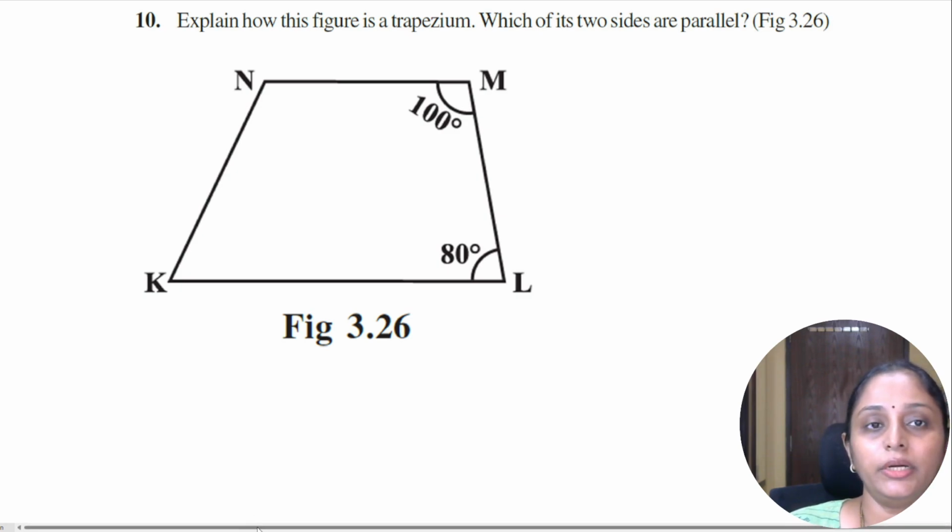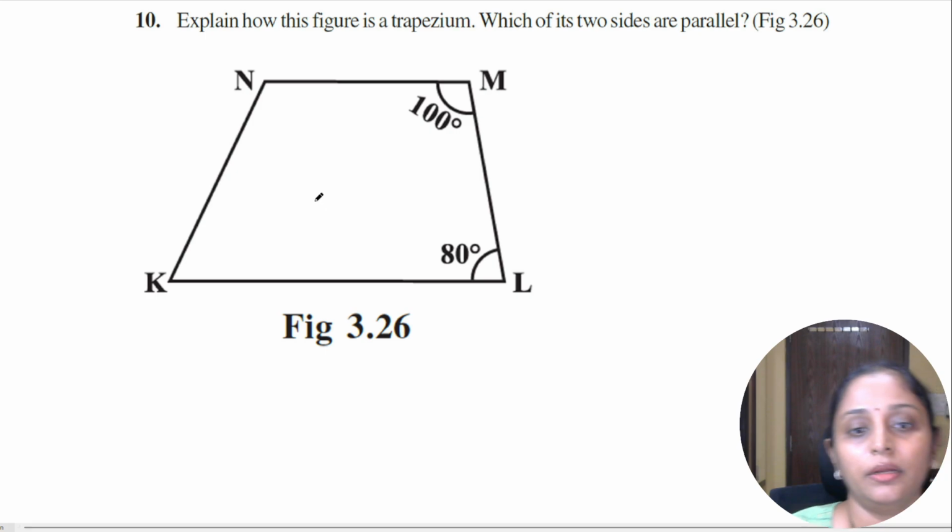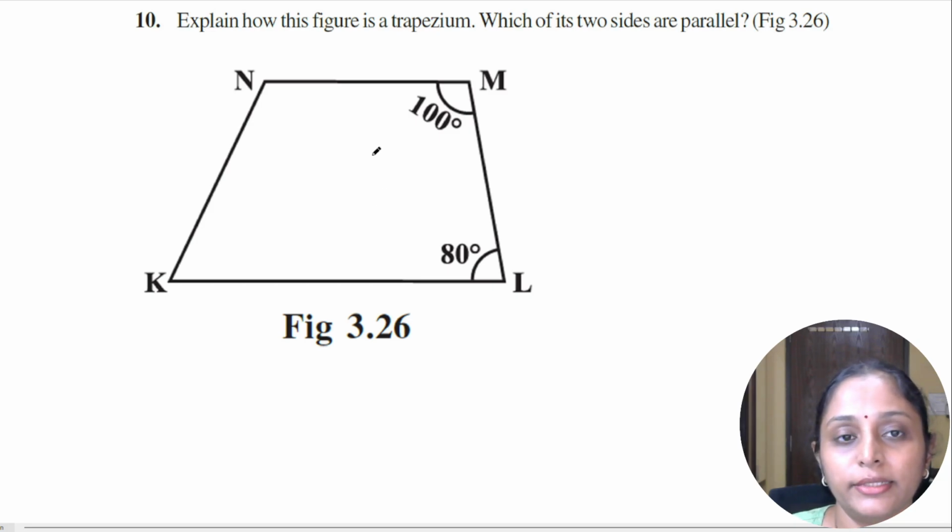Next, they have given a figure and they are saying explain how this figure is a trapezium, okay? It is a quadrilateral because it has four sides, correct? Now, if you look at these two angles, the measures that they have given, 100 and 80, you know that 100 plus 80 is 180. That means L and M are supplementary.